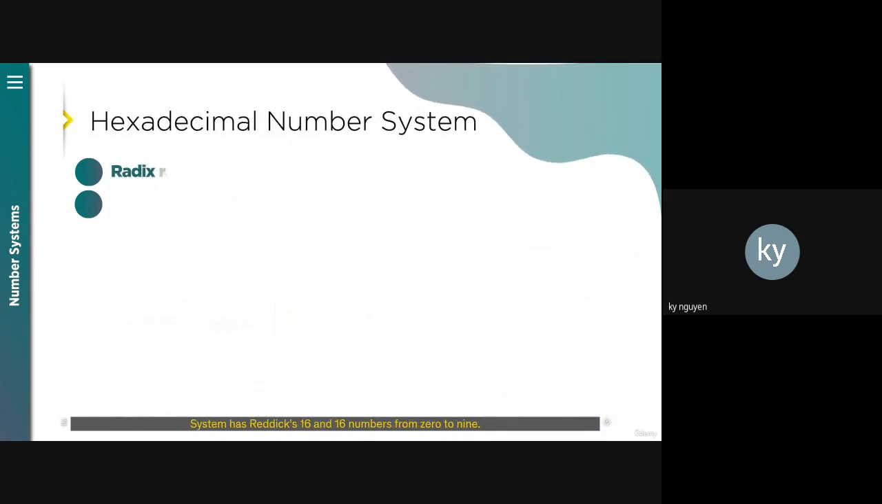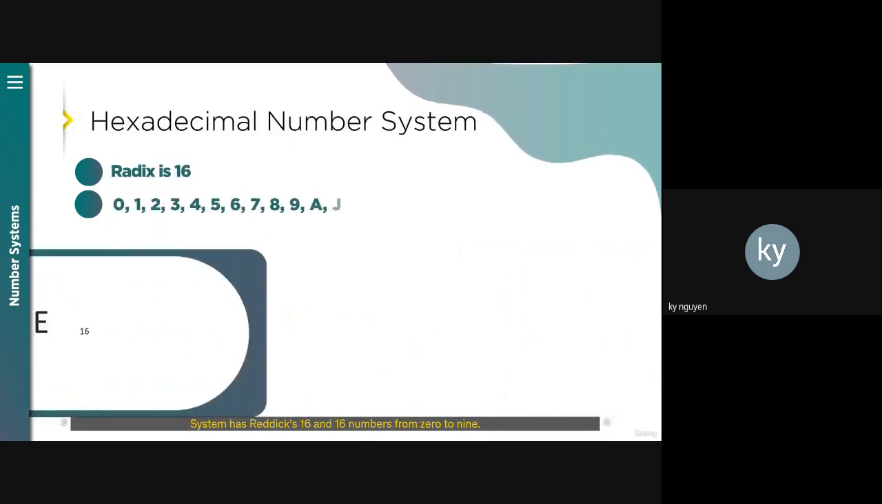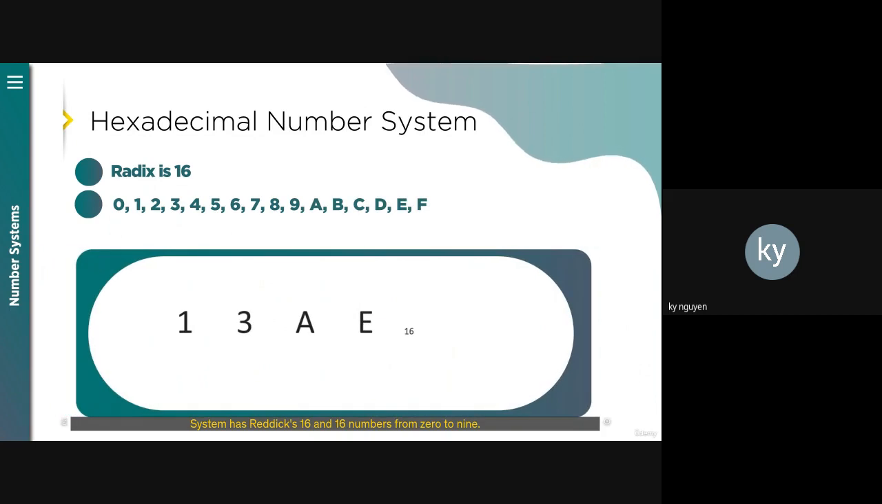Hexadecimal number system has radix 16, and 16 numbers from 0 to 9, and after that we are using letters A, B, C, D, E, F, which according to the decimal number system equal 10, 11, 12, 13, 14, 15 respectively. Let's convert this hexadecimal number to decimal. We have base 16, and calculations are pretty straightforward for you.